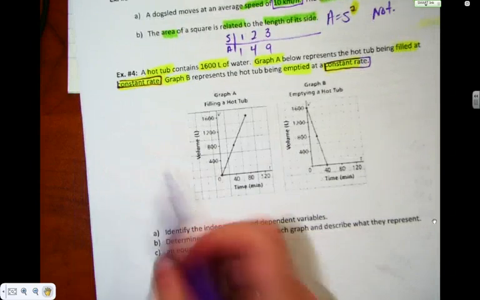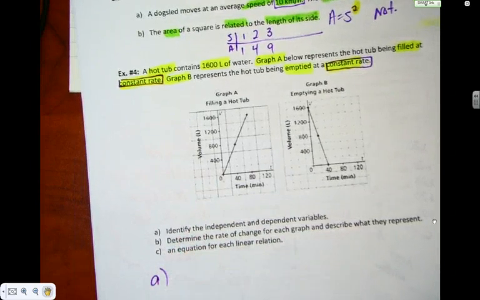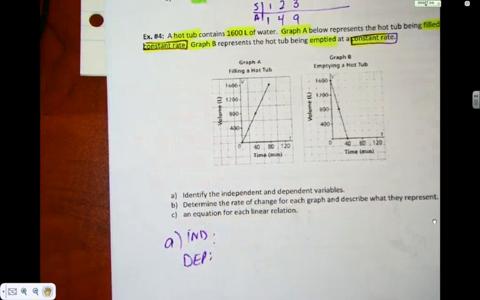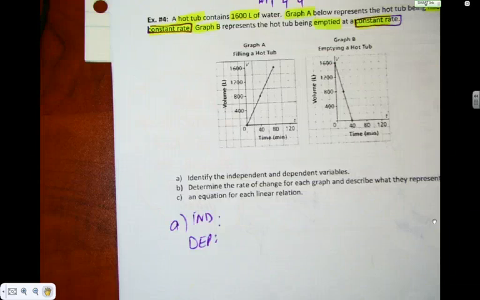Okay, part A, independent variable and dependent variable. Again, I use IND and DEP. If you don't like those abbreviations, you can use whatever you want. Quickest way to tell is the independent is the x-axis, the dependent is y. So independence along the bottom, dependence along the side. Independent is the x, dependent is the y.